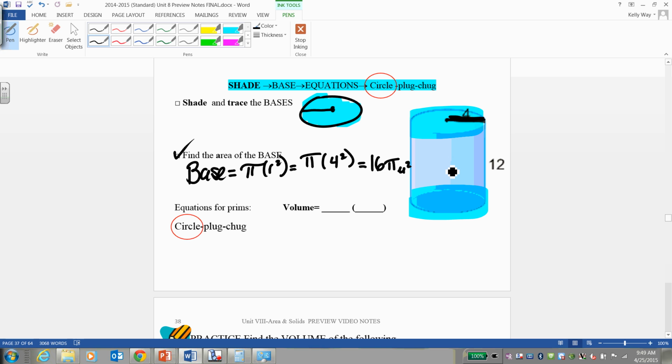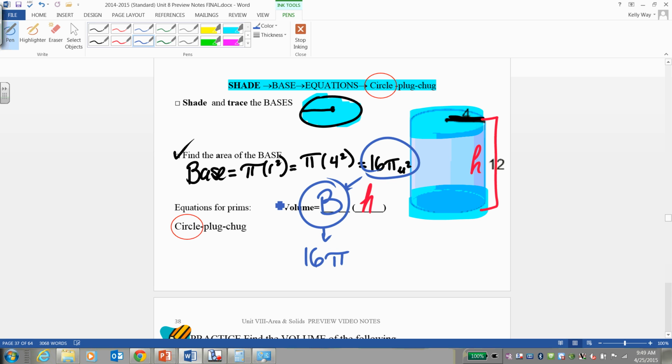Now we write out our volume equation, which is area of the base times the height, and height is the distance between the bases. Now we circle, plug, chug. Base, 16 pi. Height, circle height, 12. We're doing 12 times 16.